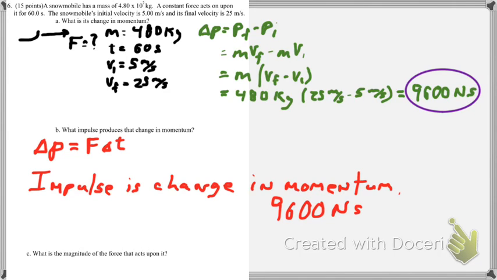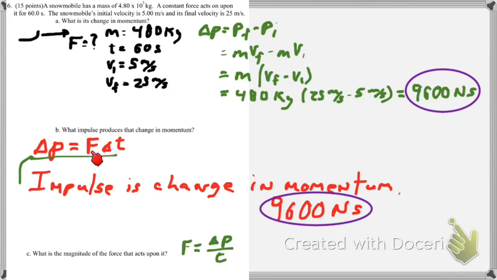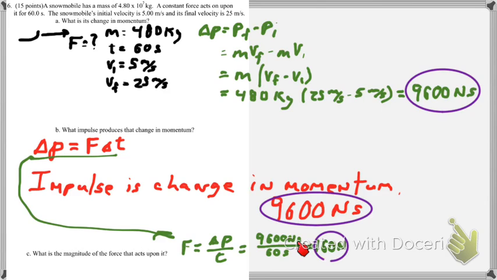And then finally, using this equation right here, we can solve for force. Force equals delta P over t. And what we get is 9,600 newton seconds divided by 60 seconds. And when we do that math, we should come up with 160 newtons. I hope that works.